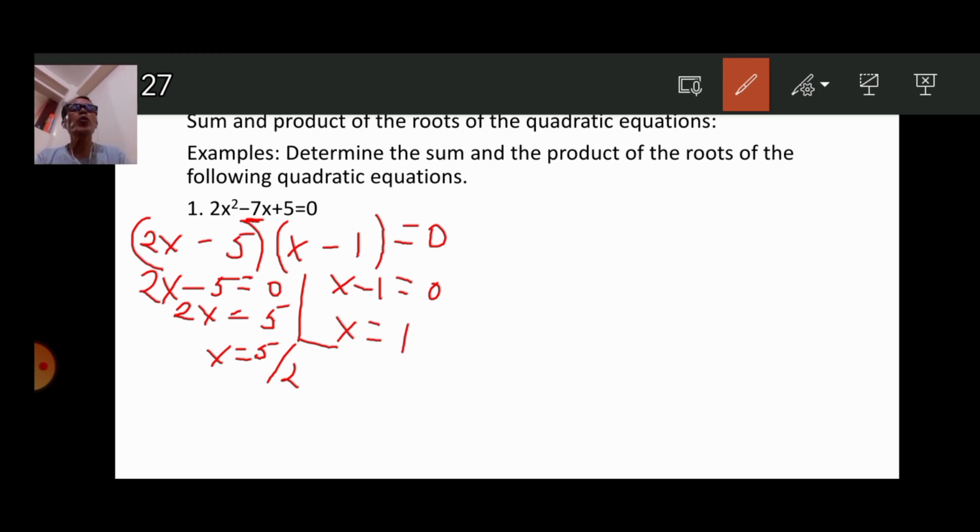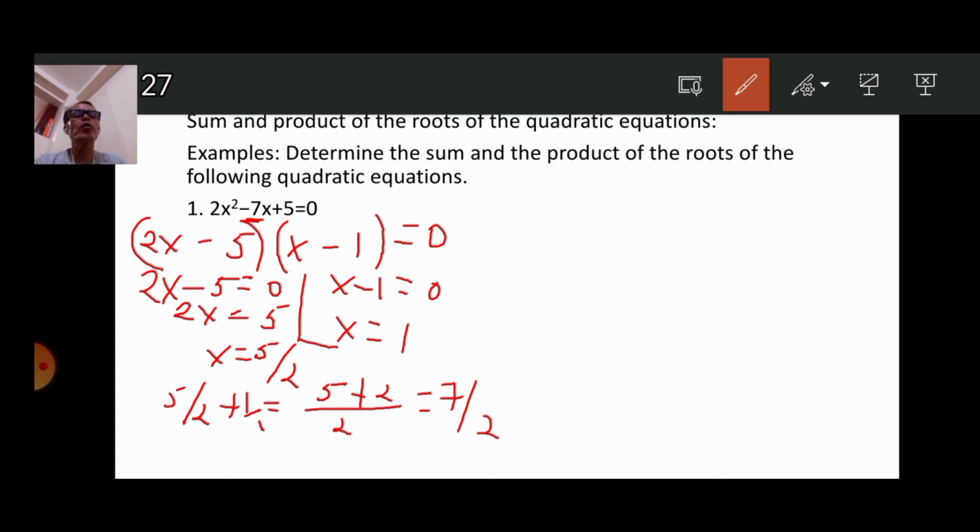Okay? If you are going to add 5 over 2 plus 1, the LCD is 2. 2 divided by 2 is 1 times 5 is 5. Plus 2 divided by 1. 1 has no denominator, it is understood that its denominator is 1. So 2 divided by 1 is 2 times 1 is 2. So you will have 5 plus 2 is 7 over 2.